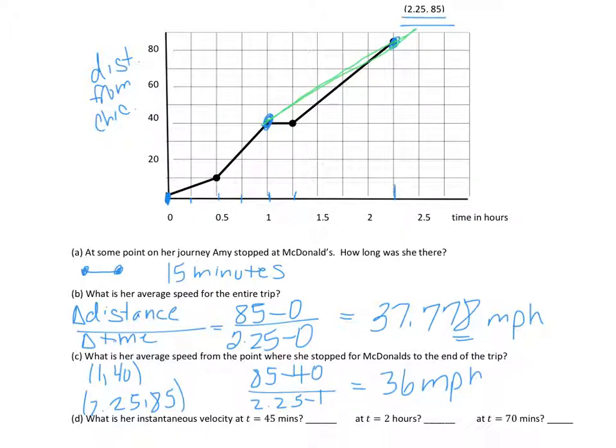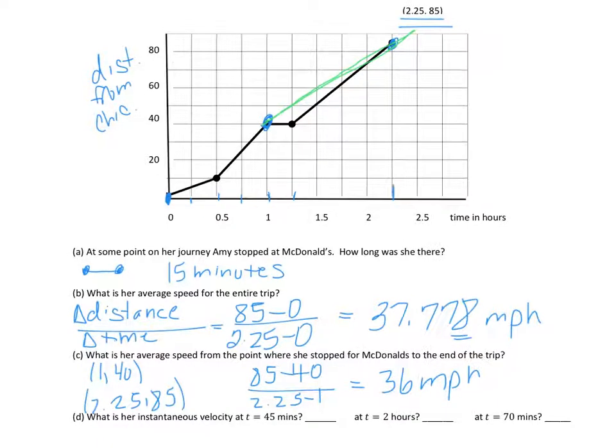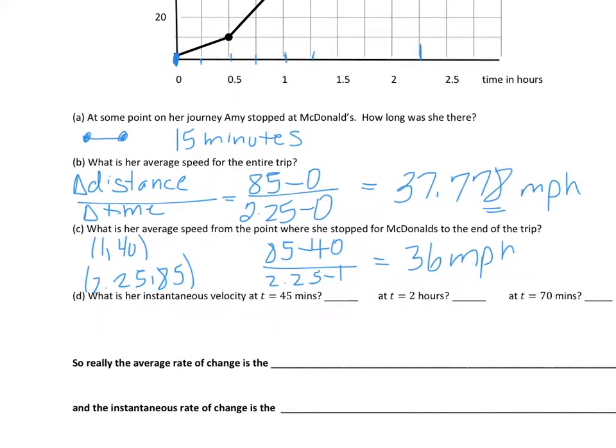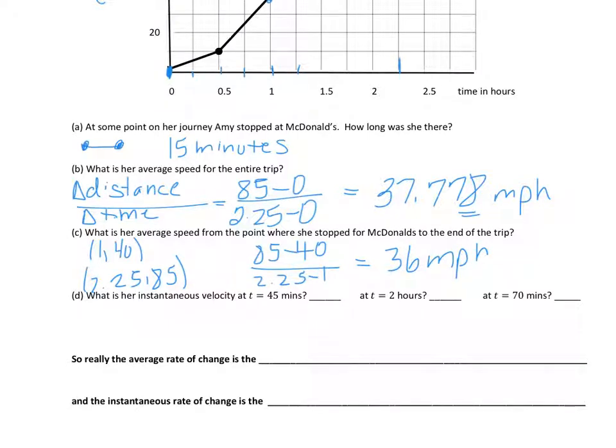So you're just finding the slope of some secant lines, correct? So really, the average rate of change, you're finding the average rate of change of position. That's what you're doing in this question. That's just the slope of a secant line.